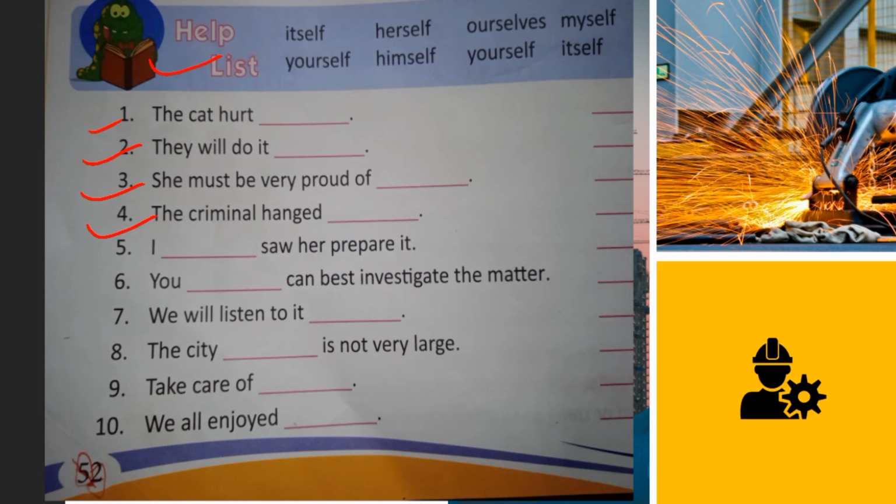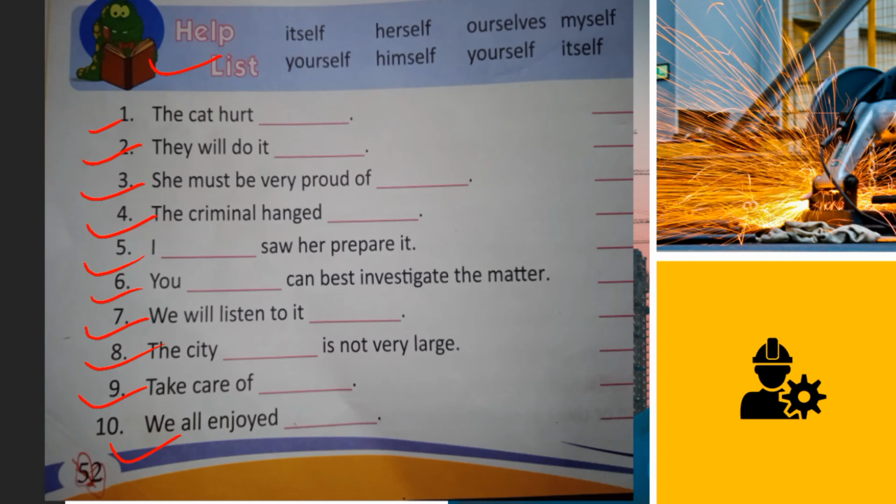I dash saw her prepare it. I myself saw her prepare it. Total involvement, so it is emphatic. You dash can best investigate the matter. You yourself, total involvement. You yourself can best investigate the matter. So this is also an emphatic pronoun. We will listen to it ourselves. This is reflexive. The city dash is not very large. The city itself, total involvement, so it will be emphatic. Take care of yourself. This is reflexive. We all enjoyed ourselves. This is also reflexive.